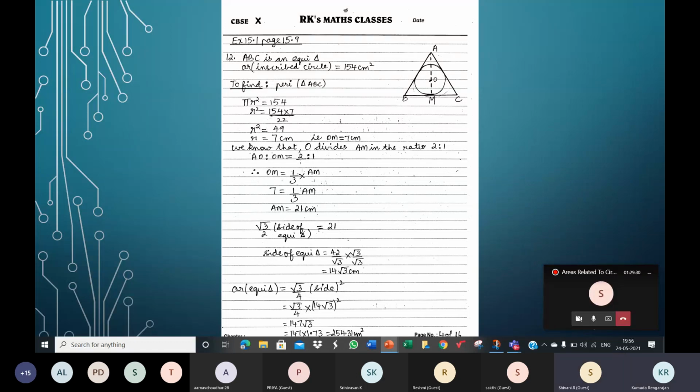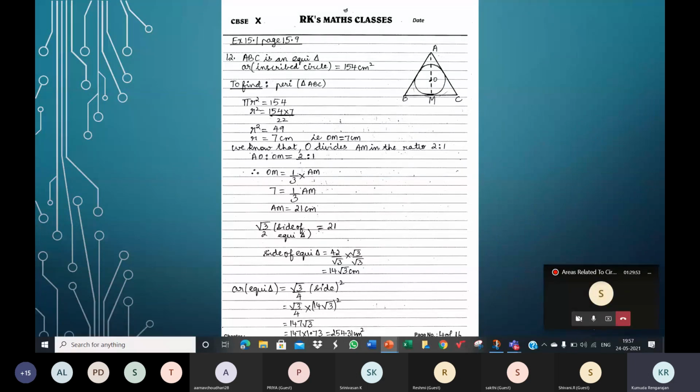Ma'am, I wanted to ask, ma'am. Yes, Shivani, tell me. Ma'am, that you said circum, that's only for triangles, ma'am? Outside circle comes circum. No, even for a square there is a circumcircle, not only for a triangle.